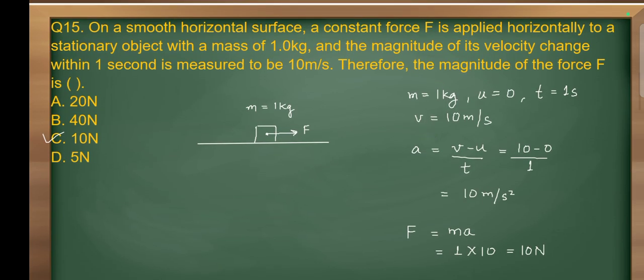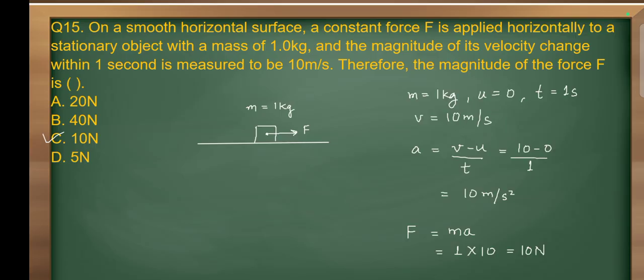Question number 15. On a smooth horizontal surface, a constant force F is applied horizontally to a stationary object with a mass of 1 kg, and the magnitude of its velocity change within 1 second is measured to be 10 meter per second. Therefore, the magnitude of force is... here mass is given as 1 kg and initial velocity of object is 0 and time is 1 second. The final velocity is 10 meter per second.